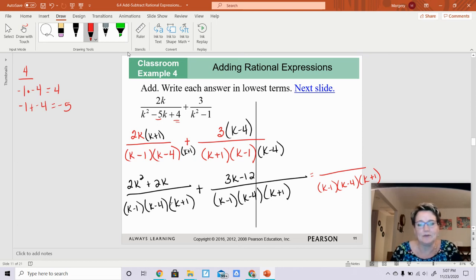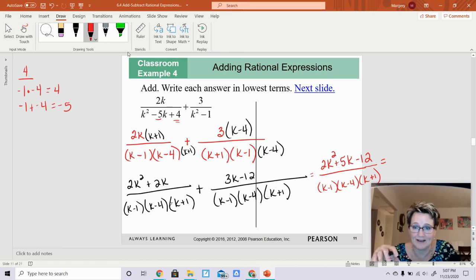Now you do have to add the numerators up. So I get 2k squared. 2k plus 3k is 5k. And then minus 12. Now, I don't know 100% if I can factor 2k squared plus 5k minus 12. It's not the easier ones where I can use the shortcut to factor it. So what I'm going to do right now is try to use the AC method. I don't know if it's going to work, but I have to at least try.